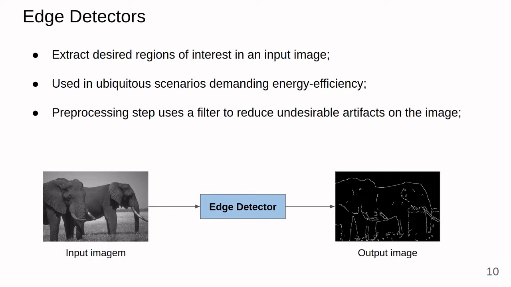Among those multimedia applications, the border detectors are relevant because they extract features from images. Also, they are used in ubiquitous scenarios that demand energy-efficient processing. To improve the results of border detectors, a pre-processing step is performed using filters to reduce undesirable effects like noise.